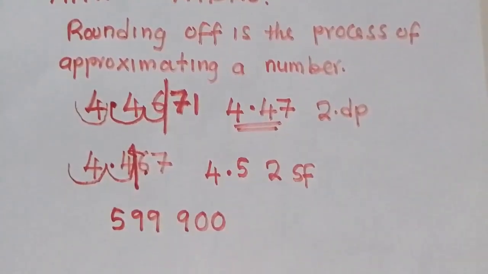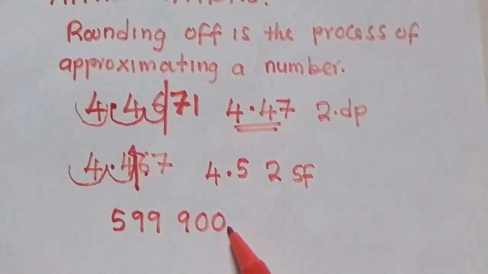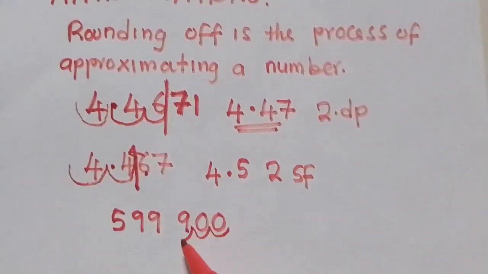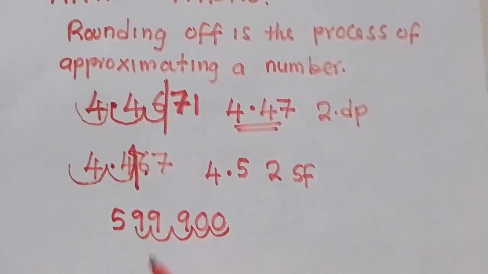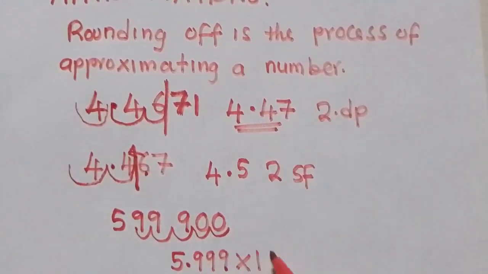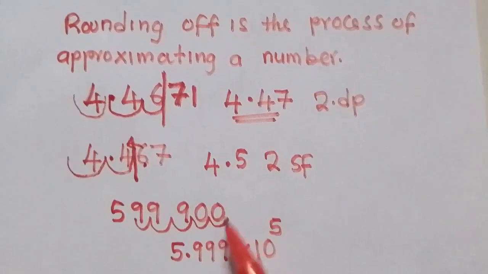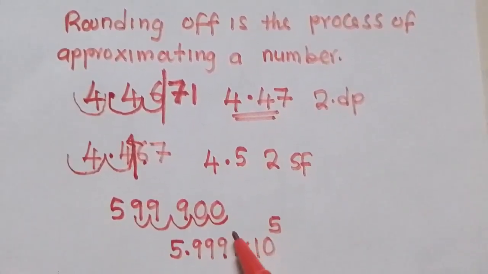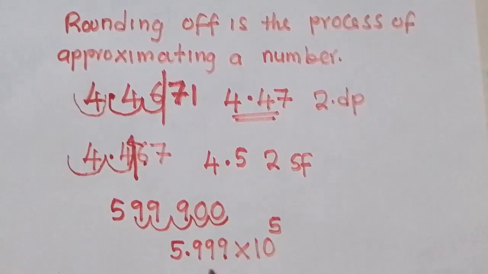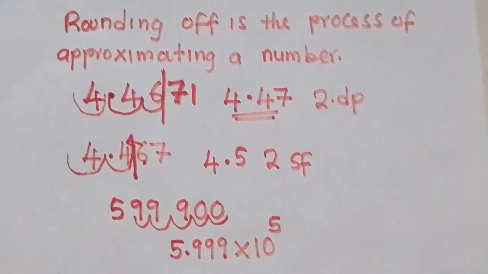You start, the point is here. Since we don't have a point here, it is 1, 2, 3, 4, 5. So it is 5.999 times 10 to the power what? Where are you starting from this side? So it's positive 5. These zeros don't matter. So you just leave them like that. If you want, you can include them, but even if you leave them, it doesn't matter.